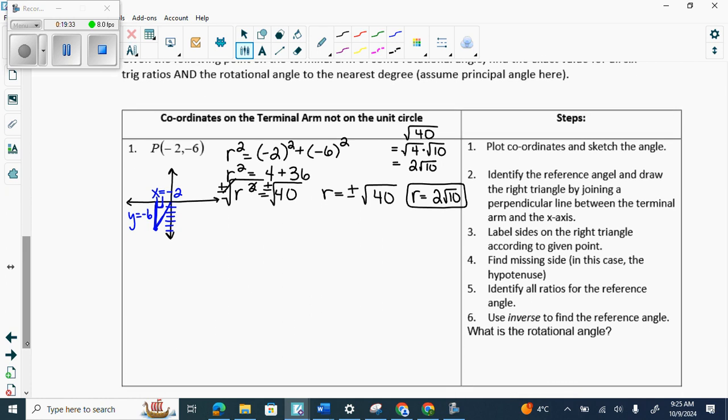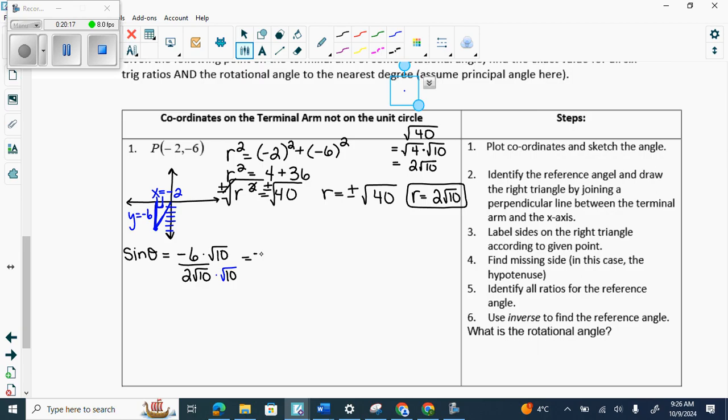So we're just going to do our 6 trig ratios. Like I said, we'll do the rotational angle after. So sine theta is what trig ratio? Sine is y over r. So what is your y? -6. What's r? 2 root 10. What do I have to do still? Rationalize and then reduce. So I'm going to multiply by root 10. I don't need to multiply the 6 or the 2, because that doesn't matter. I just need to get the root 10 to go away.